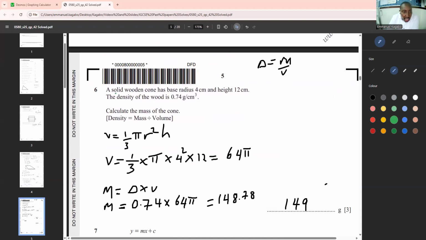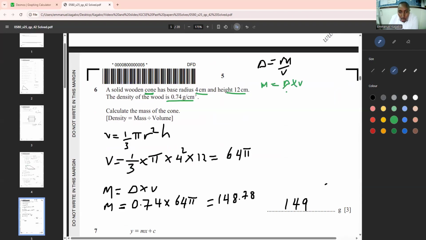Now, question 6. A solid wooden cone, okay, that's the keyword here, has a radius of 4 and a height of that. They were very generous to give you the formula. Calculate the mass. So we know that density, as it's given here, is equal to mass over volume. So what will be the mass? Mass will be equal to density times the volume.